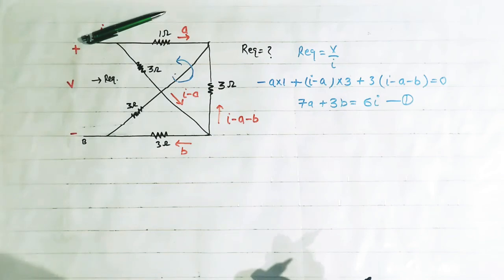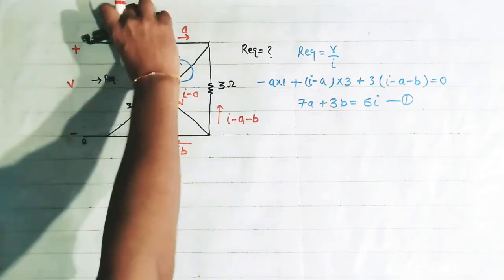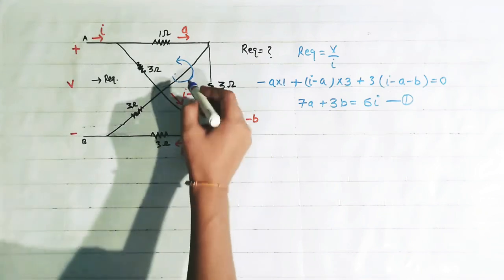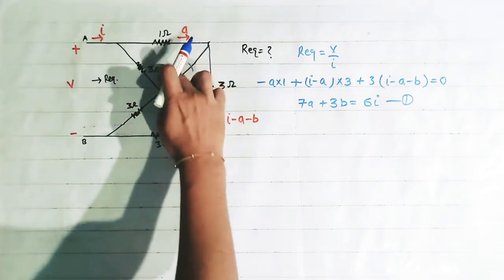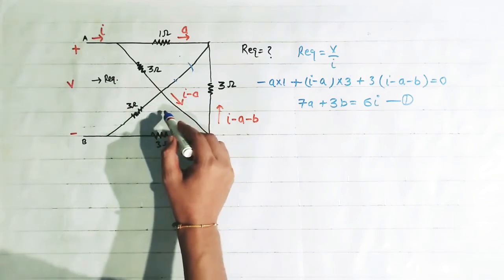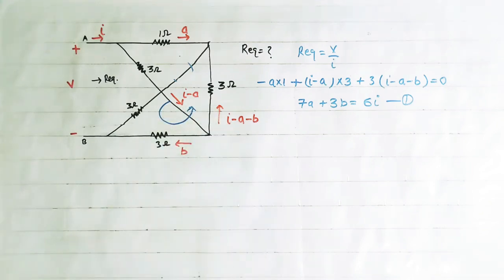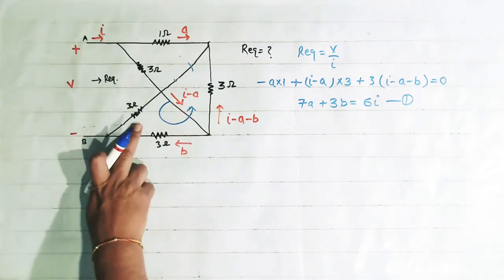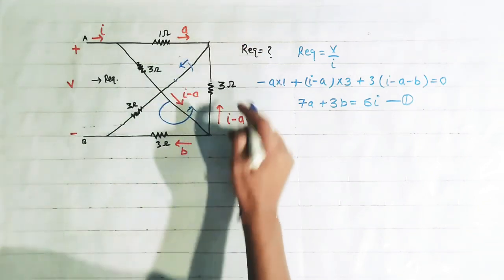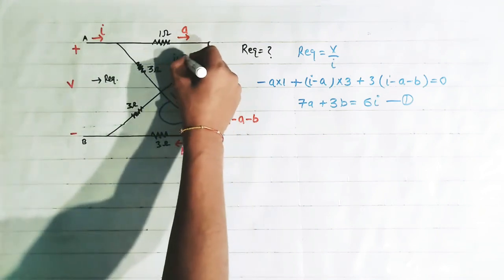Now take the second equation. Now we will apply KVL in this loop and we will move in this direction. So applying KVL, what is current in this branch? This A and this A will cancel out, so simply I minus B is the current here.